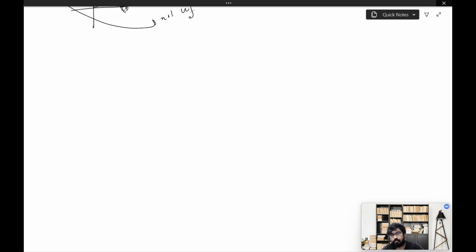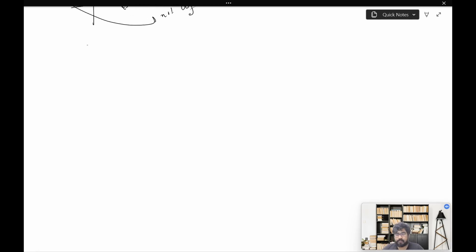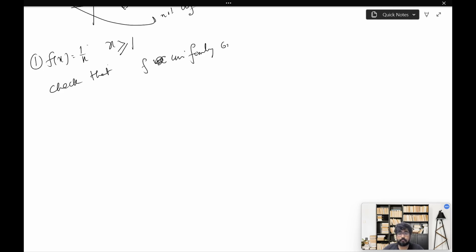So consider the following example, because obviously examples are important. Without just going with theory, there's no point of doing real analysis. First consider, for an example, f(x) equal to 1 by x, x greater than 1. We check if it is uniformly continuous. How do we do it?